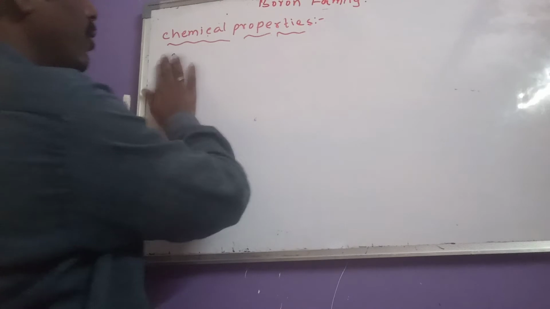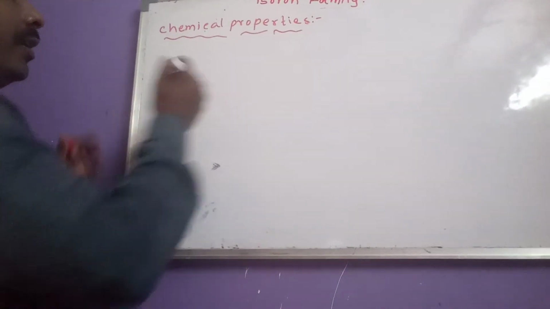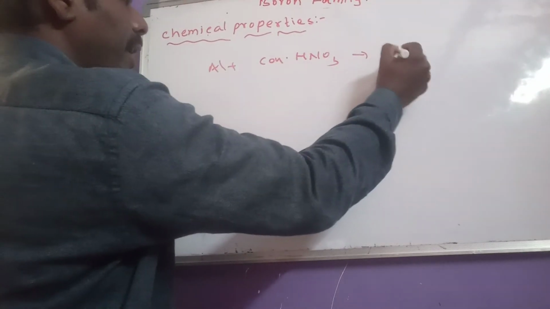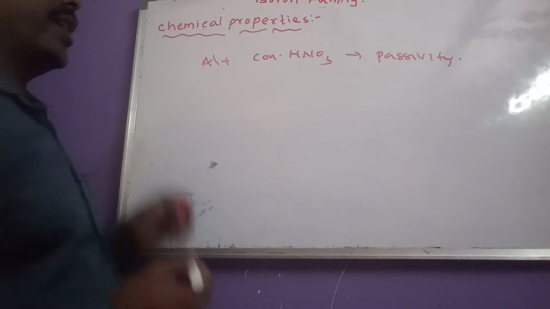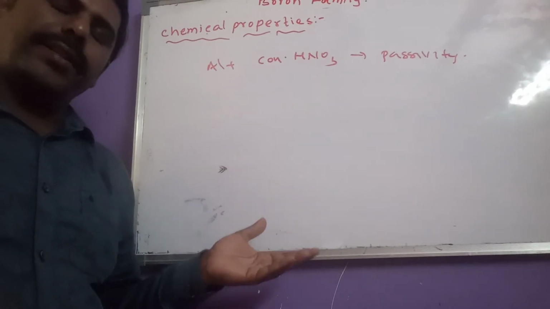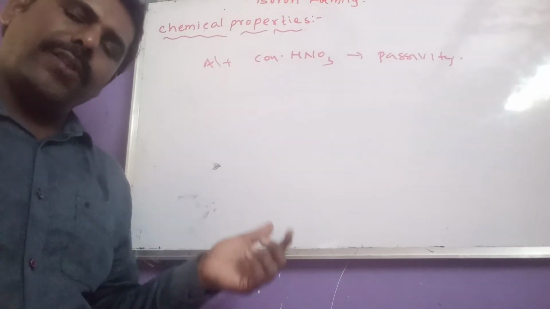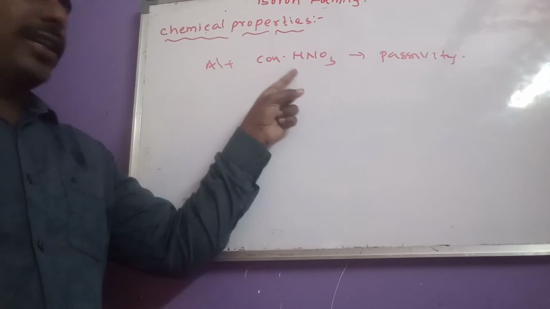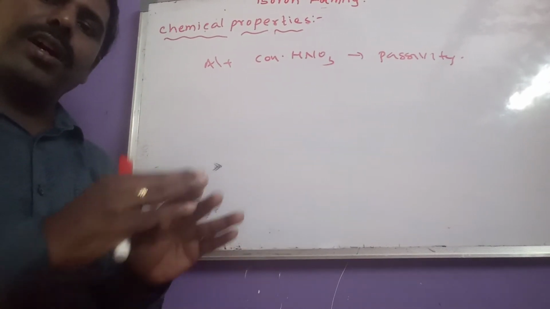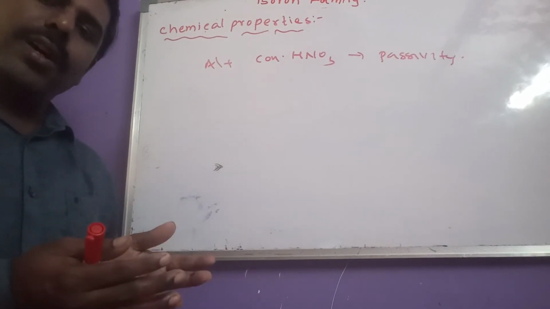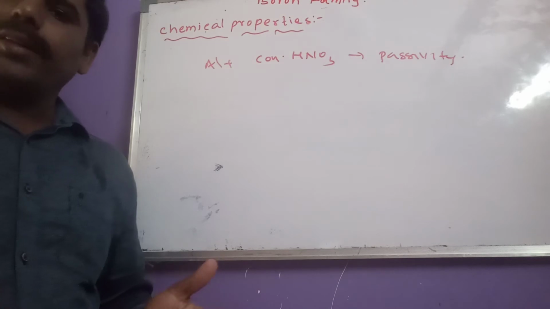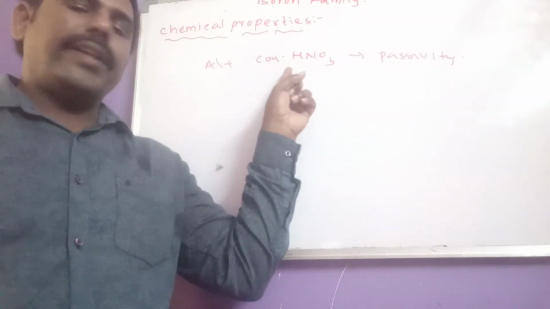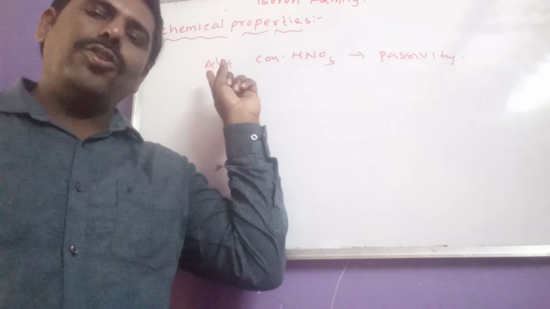But one important thing we have to remember here: with concentrated HNO3, aluminium undergoes a passive state. After the initial reaction, aluminium enters into the passive state. Passive state means a state of non-reactivity. Why? Because the initial reaction creates an oxide layer. Due to the formation of the protective oxide layer on aluminium, it does not react further with HNO3. For this reason, concentrated HNO3 is stored in aluminium vessels.